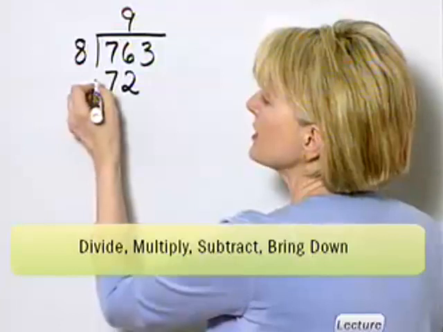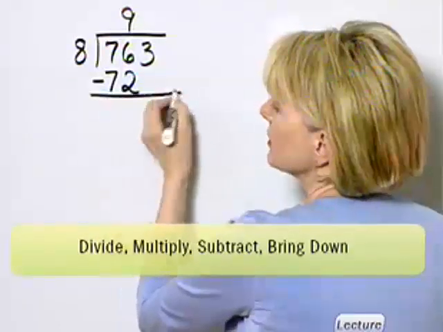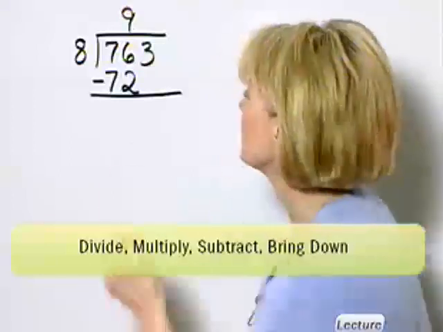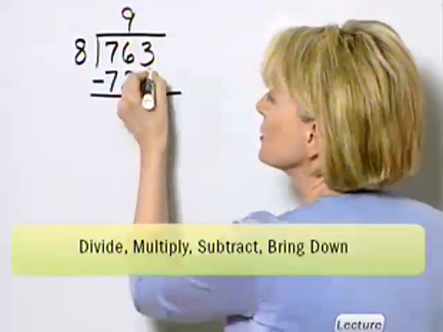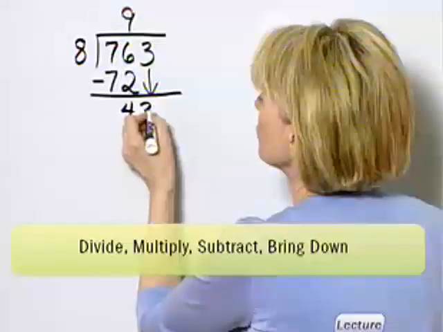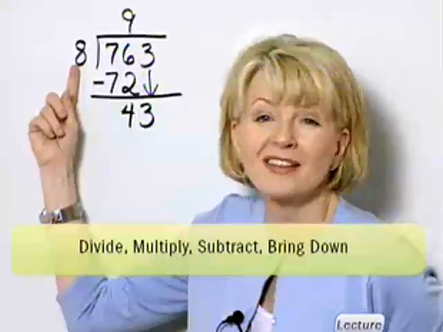I'll bring that up again in a moment. I'll draw my line and we subtract. 76 minus 72 is 4. Then remember, we bring down the next digit, in this case a 3, and then we start the process again.